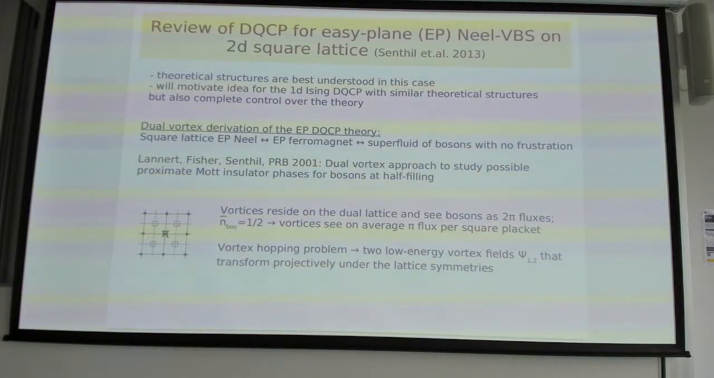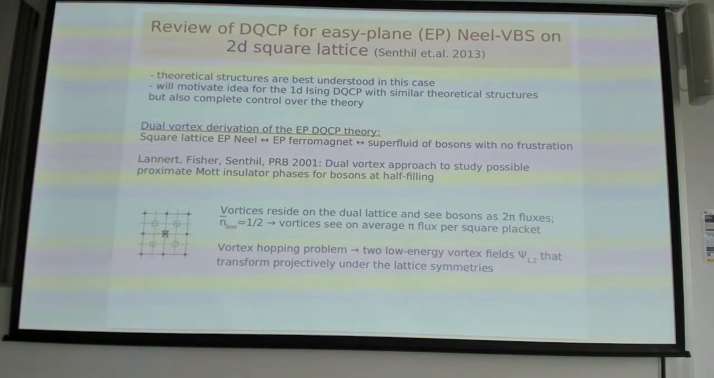Okay. So yeah. Okay, so let me review this proposal in the easy plane case. Basically, I will motivate this theory from the dual vortex perspective. So, for the easy plane case, on the square lattice, the Néel antiferromagnet can be rotated into a ferromagnet, and the ferromagnet is essentially the same as a superfluid of bosons with no frustration.